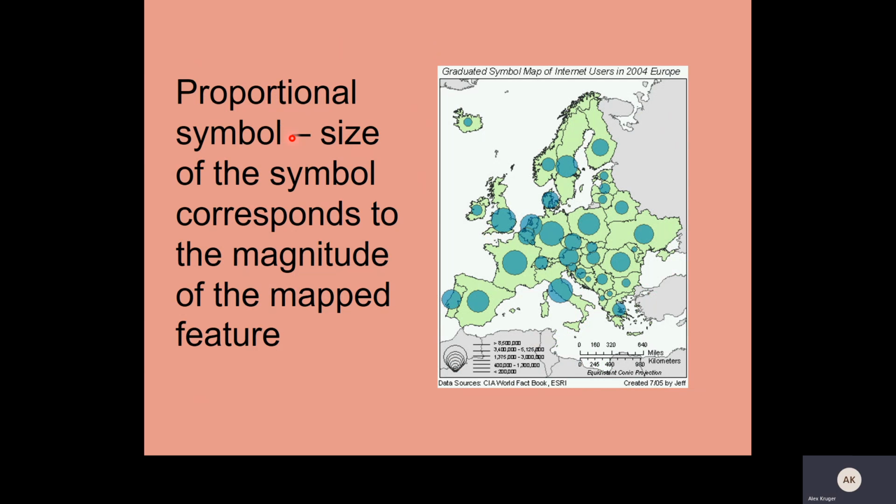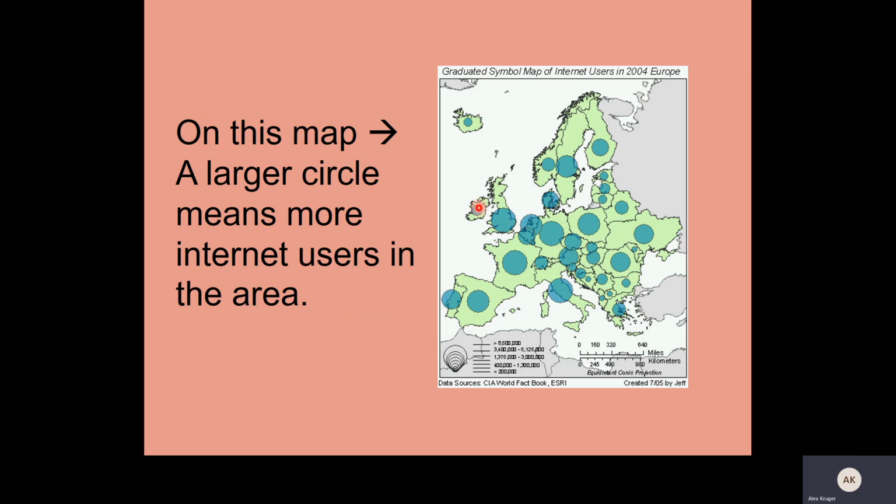This is just another type of map. It's proportional symbol. So instead of coloring in a country, you would just put a circle on it, and the more people that live there, or in this one, the more people who have internet, it has a larger circle. So it looks like England and Scotland have more internet than people in the Republic of Ireland.